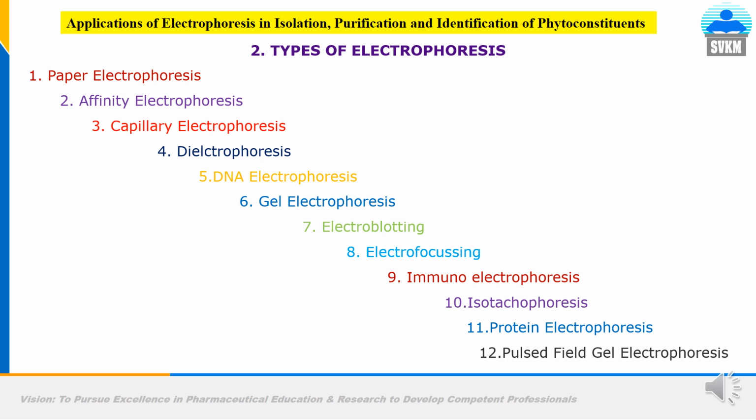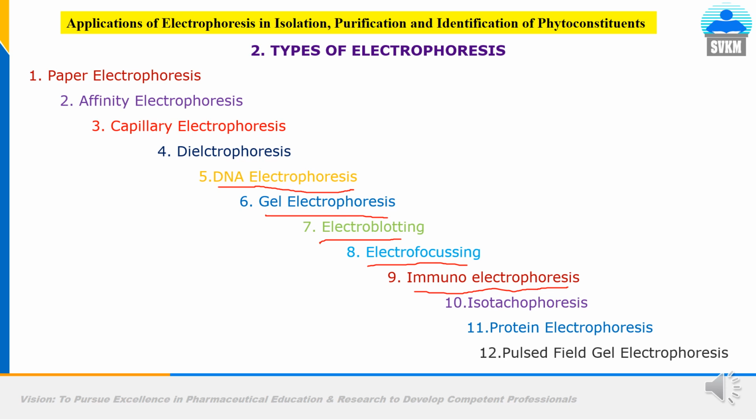The second type is affinity electrophoresis, third capillary electrophoresis, fourth dielectrophoresis, fifth DNA electrophoresis wherein the DNAs are separated, then gel electrophoresis, where the gel is used as a stationary phase, electroblotting technique, electrofocusing technique, immunoelectrophoresis, isotachophoresis, protein electrophoresis, and last but not the least, pulsed field gel electrophoresis.